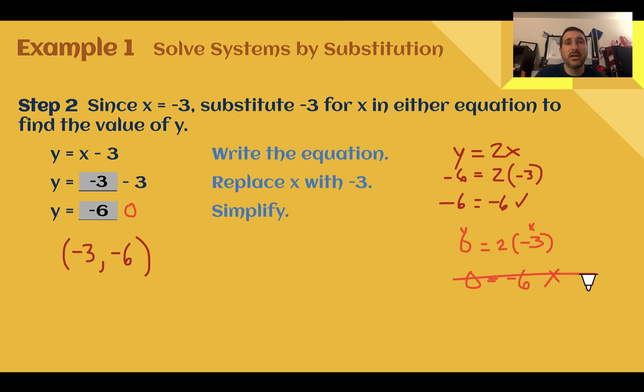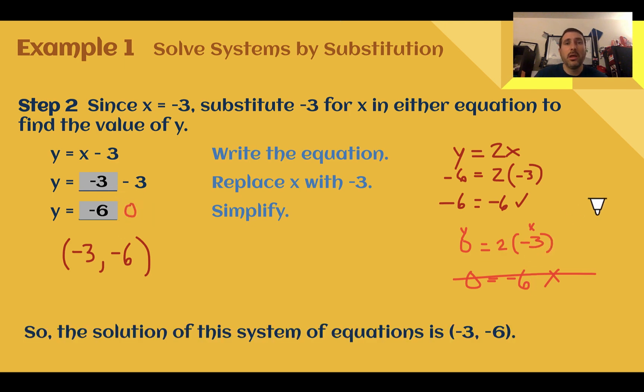We can check our answer and know that 0 was not the right solution for y, since maybe we thought it worked over here, but it didn't work here. So we'd have to go back and double check. After all that, we find negative 3 and negative 6 is the coordinate for x and y that works in both equations. So that is the solution to this system of equations.